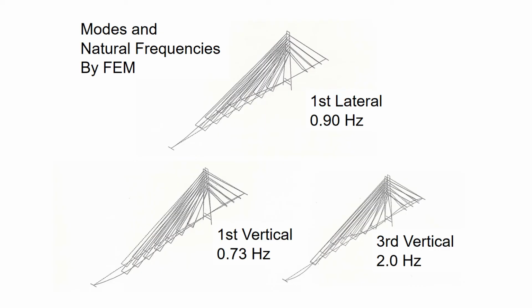These are the mode shapes and natural frequencies calculated by FEM. As you can see, the first lateral mode has a frequency of 0.90 Hz, which corresponds to the measured frequency of 0.93 Hz. Now we know that the girder is vibrating in the first lateral mode. But why does this happen? What is the mechanism of this vibration?